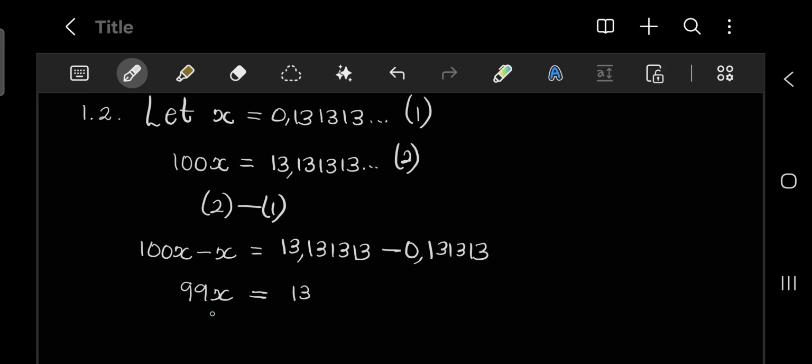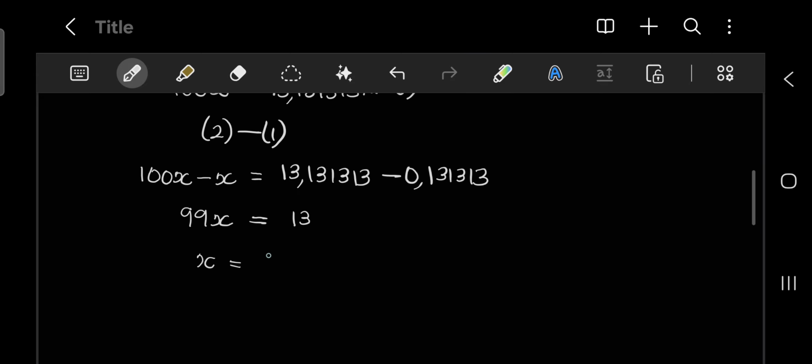All you have to do from here is make x the subject by dividing throughout by the coefficient. So we're going to be left with 13 over 99. And that should be your final answer. So for this kind of question, you can actually check if your value is correct. All you have to do is take 13 divided by 99, plug it into your calculator, and change it to the decimal form. And you will see that it does give you the 0.13 recurring.